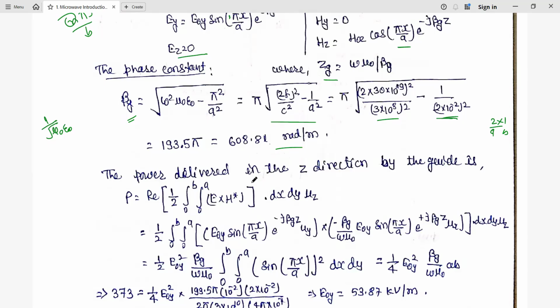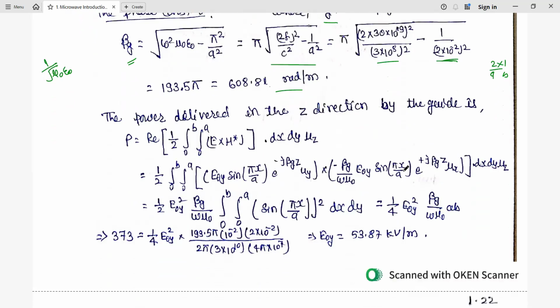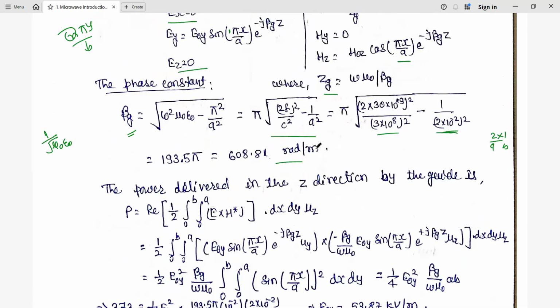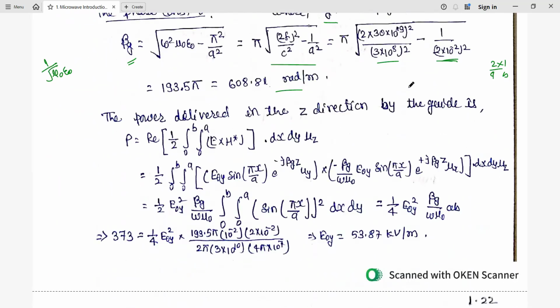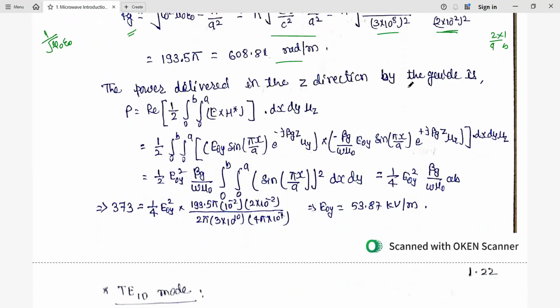Now, the power delivered in the z direction by this guide, we know the expression for that. From here we can find the value of E0y. They are asking us to find the peak value of the electric field occurring in the waveguide, so we have to find E0y. The delivered power is the real part of 1 by 2 integration over 0 to B, 0 to A, of E cross H star dx dy in the z direction.